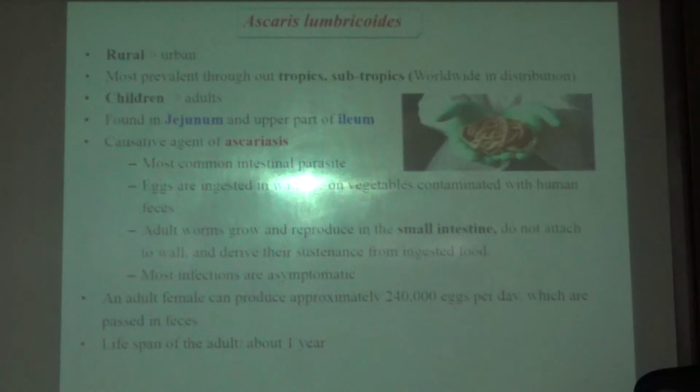So coming back again to this part, adult worms grow and reproduce in the small intestine, do not attach to the wall and derive their substance from ingested food, whatever the person is eating. Many times these organisms will remain inside the person, but the person will not know it. He remains asymptomatic. An adult female can produce up to 240,000 eggs per day, which are passed in feces. Lifespan of the adult is about 1 year.